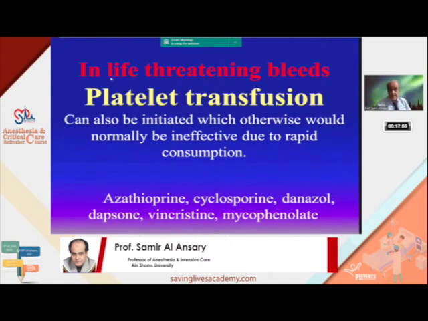In life-threatening bleeds in ITP patients, we have to transfuse platelets, which otherwise tend to be destroyed due to rapid consumption. But if the patient is a bleeder, we have to give them. ITP could also be treated by some with cytokines, cyclosporin, danazol, dapsone, vincristine, mycophenolate.